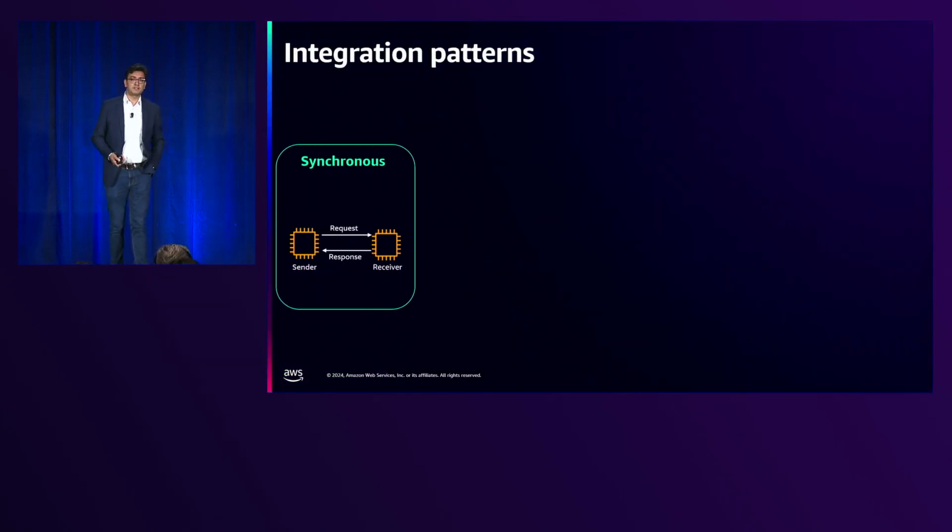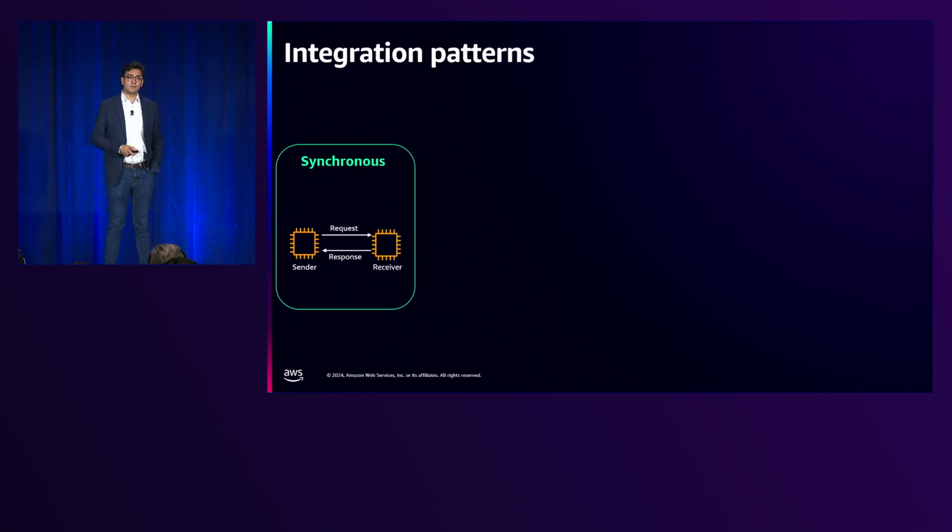First one is synchronous. Sender sends a request to the receiver, receiver processes the request, and for the duration the receiver is processing the request, sender is waiting. But what if receiver fails? Sender has to retry the request itself, right? And what if receiver has some dependency on the downstream services? It again has to wait.